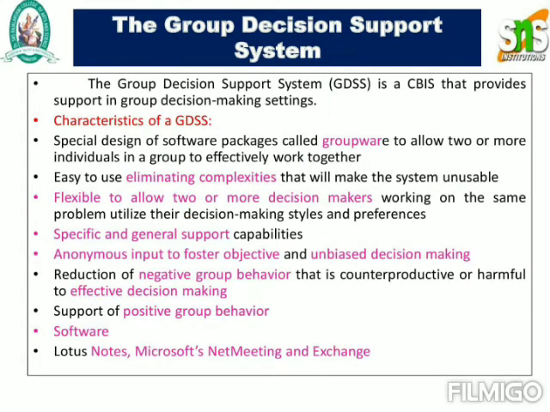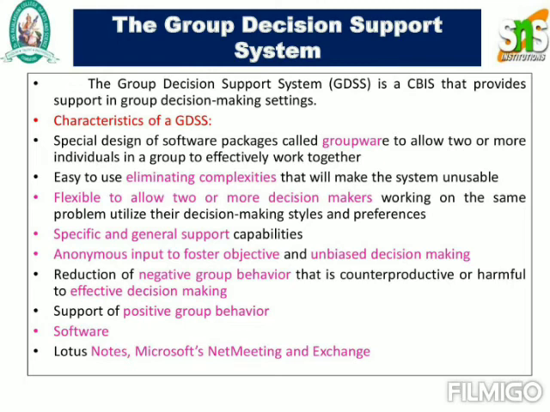So the next one is your group decision support system. The group decision support system, shortly called GDSS, is a CBIS that provides support in group decision making settings. Some of the characteristics of your group decision support system: it is specially designed software called groupware to allow two or more individuals in a group to effectively work together. Easy to use, eliminating complexity that would make the system unusable.